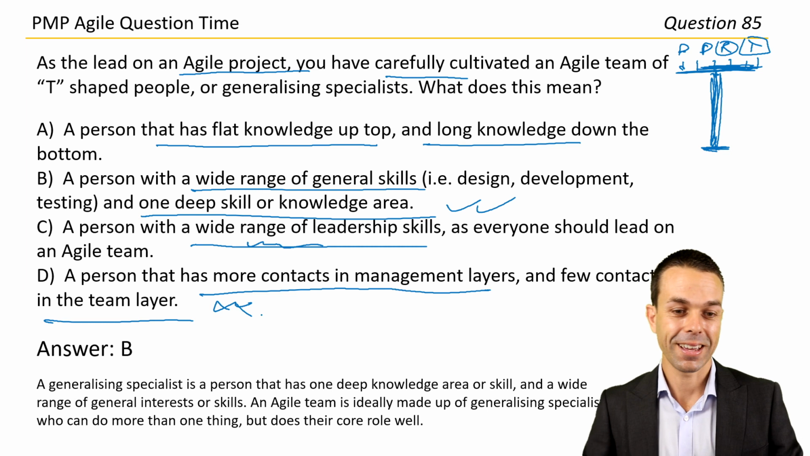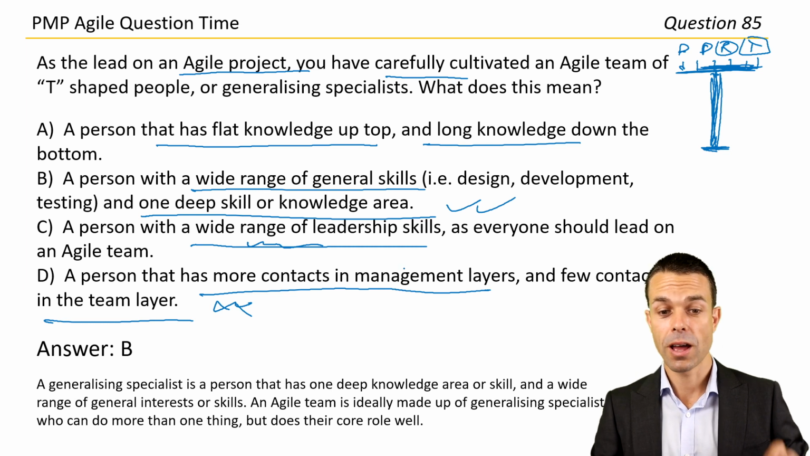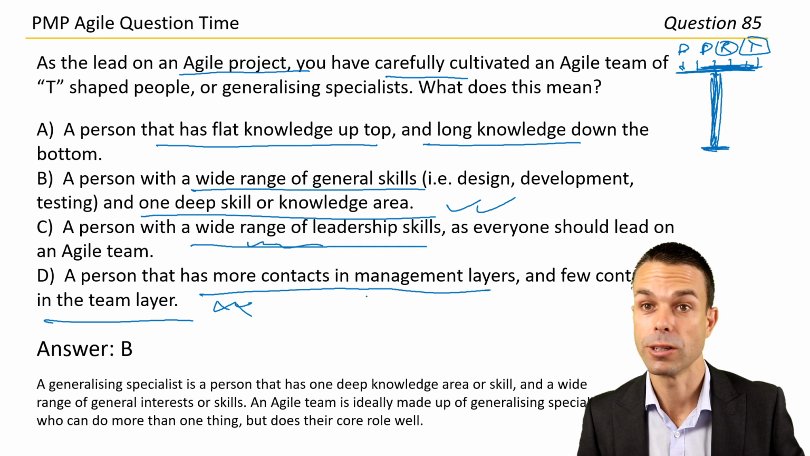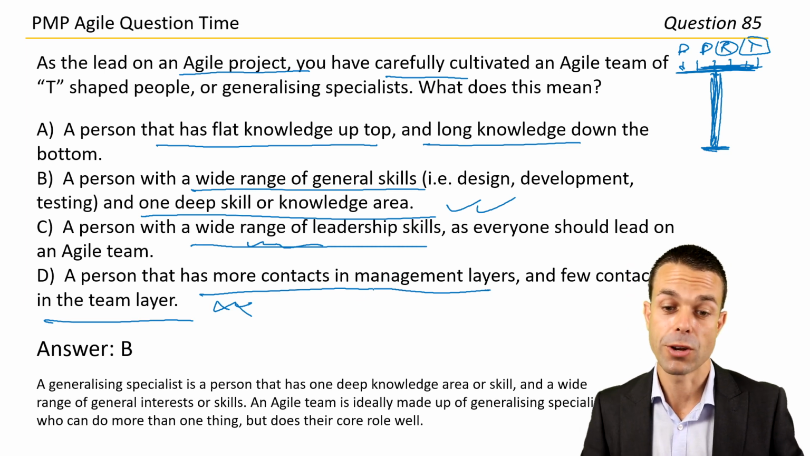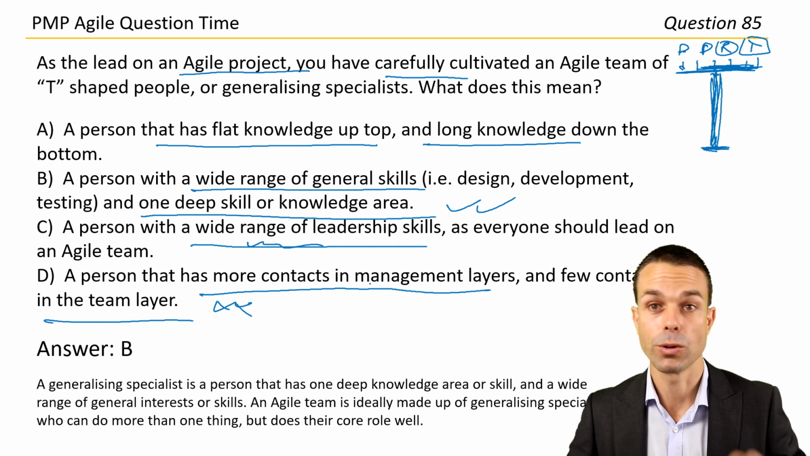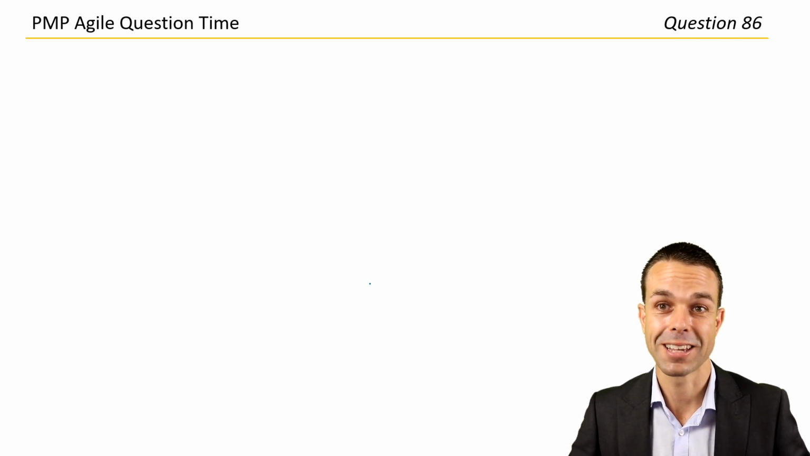And there it is. A generalizing specialist is a person that has one deep knowledge area or skill, and a wide range of general interests or skills. An Agile team is ideally made up of these generalizing specialists who can do more than one thing, but also do their core role well. Well done, guys. Last two questions.